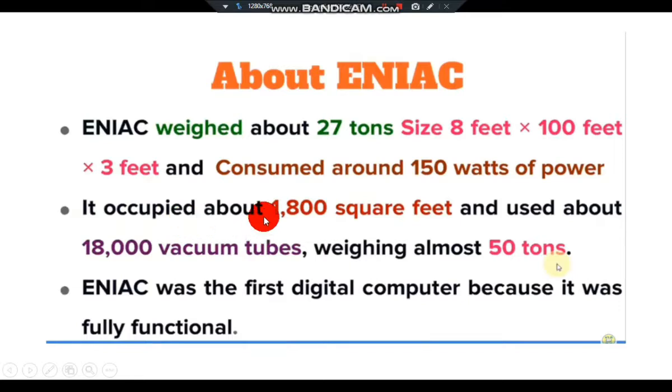It occupied about 1800 square feet and used about 18,000 vacuum tubes. How many vacuum tubes are needed? 18,000 vacuum tubes are needed to run this computer, weighing almost 50 tons. So the weight of these vacuum tubes is 50 tons. ENIAC was the first digital computer because it was fully functional. Before that, a lot of devices were found, but the first digital computer is known as ENIAC. Full functions of a computer can be done by this ENIAC, so we call ENIAC the first digital computer.